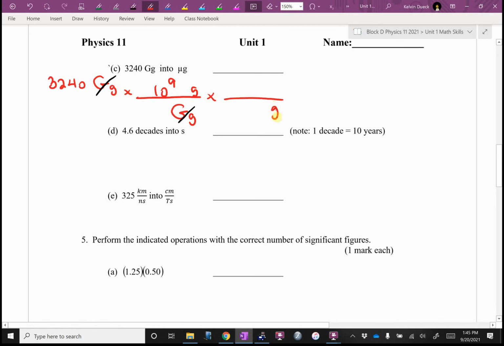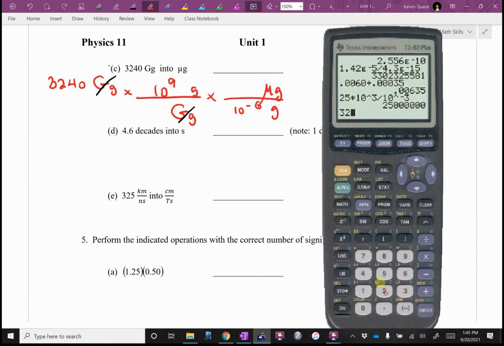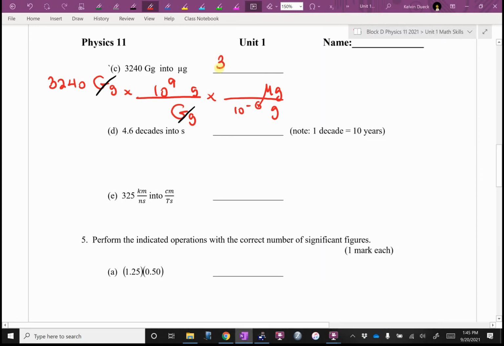Get rid of grams, and I want micrograms. Micro, 10 to the negative 6? And again, where the micro isn't. I'll bet you this is going to give me one in scientific notation because this is big. Times 10 to the 9th divided by 10 to the negative 6. And I get 3.24 times 10 to the 18th micrograms.